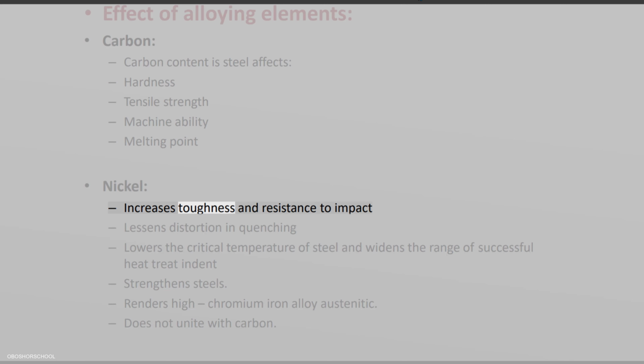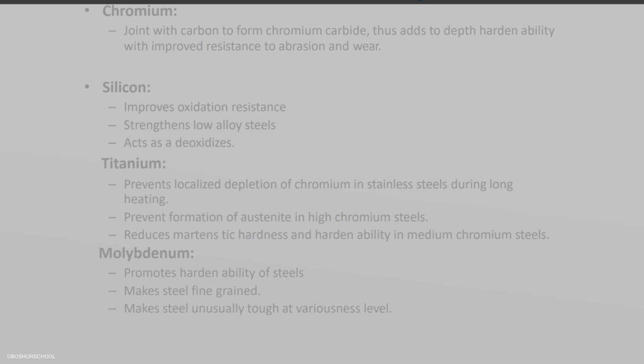Nickel increases toughness and resistance to impact, lessens distortion in quenching, lowers the critical temperature of steel, and widens the range of successful heat treatment, strengthens steels. Renders high chromium iron alloy austenitic. Does not unite with carbon. Chromium combines with carbon to form chromium carbide, thus adds to depth hardenability with improved resistance to abrasion and wear.